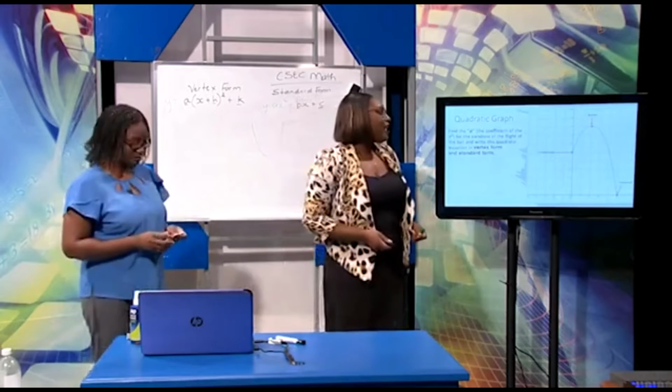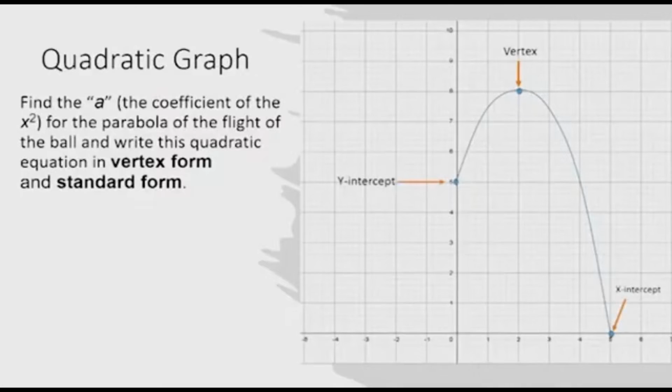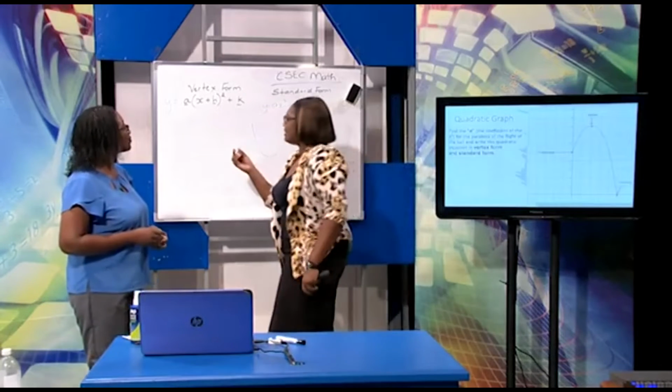So going back to where we started originally, we would like to find A for the parabola for the flight of Emmy's ball. Remember we started off looking at Emmy throwing her ball? So now we're going to look at what the equation in vertex form would look like. At the beginning, we identified 3 main points: our y-intercept, our vertex, and our x-intercept.